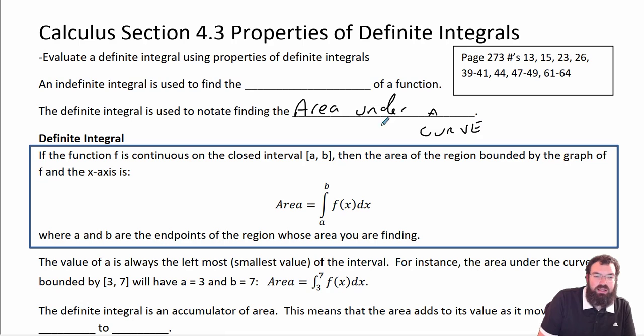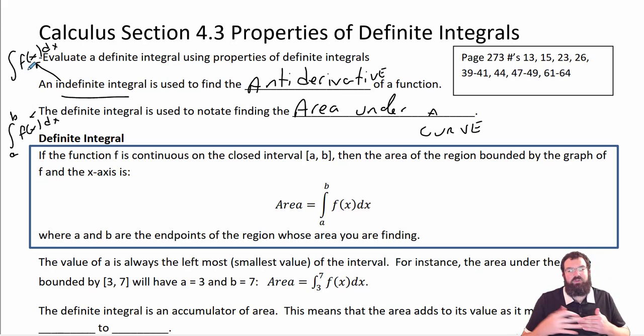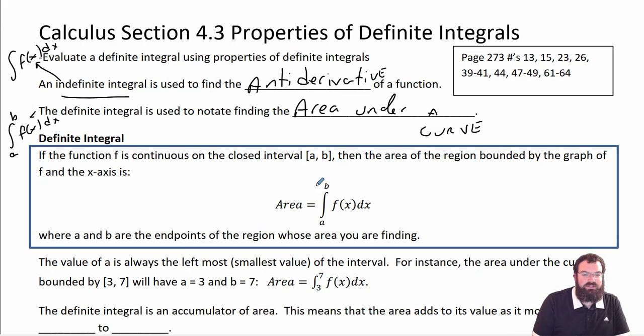The indefinite integral is just used to find the antiderivative. The difference between an indefinite versus a definite: an indefinite will look like this, with some f of x dx, where the definite will look like the integral of f of x dx from a to b. So there's numbers here, there's no numbers there, from where to where. That's the difference between definite versus indefinite, and it has it right there.